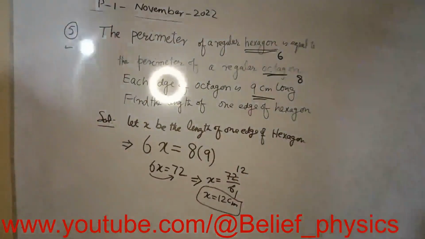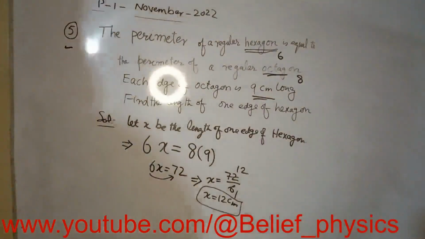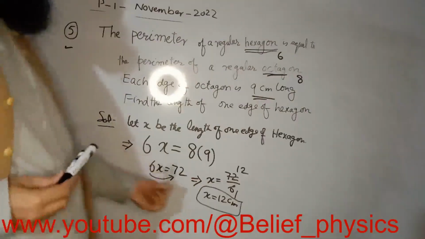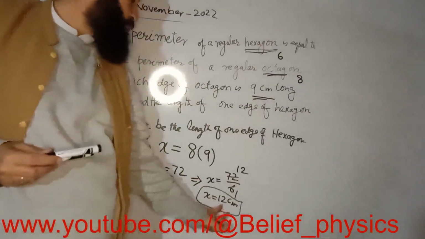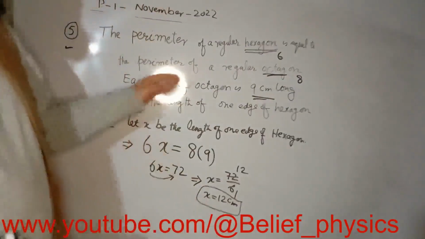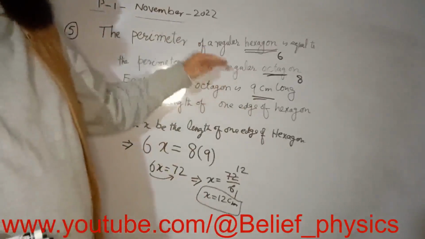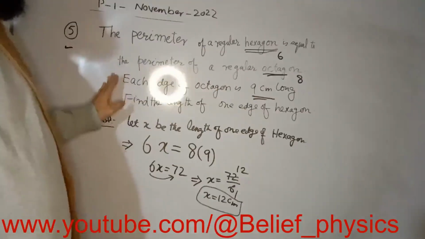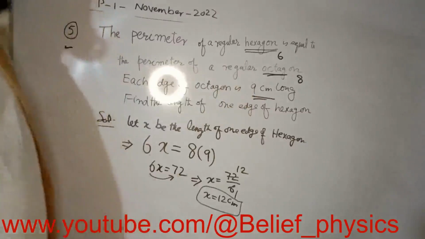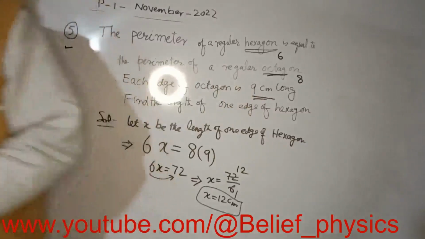So we have calculated that each edge of the hexagon should be equal to 12 to have a perimeter equal to a regular octagon whose each edge is 9 centimeters long. Okay, that's it.